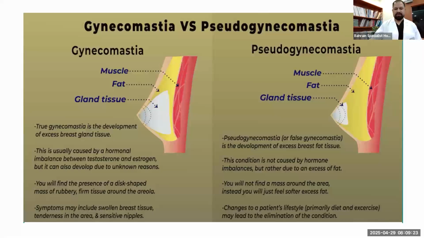In case of pseudogynecomastia, it is the development of excess breast fat tissue mainly. This condition is not caused by hormone imbalance, but rather due to an excess amount of fat. You'll not find a mass around the nipple areola complex. Instead, you'll find a softer feel of more fatty tissue. It may change if the patient's lifestyle is changed.